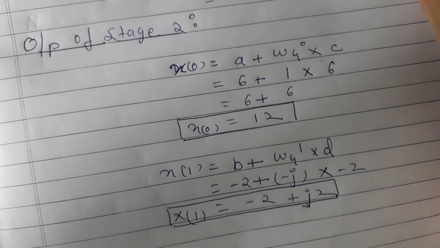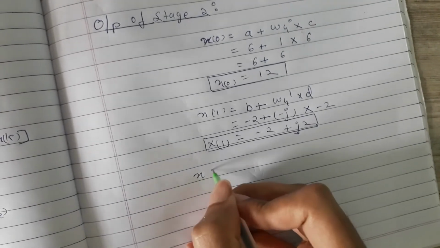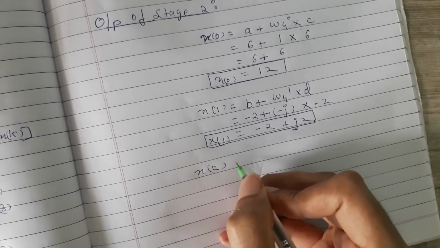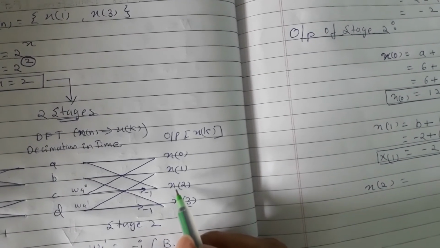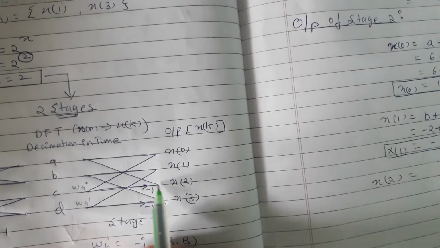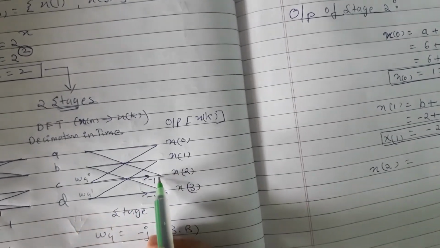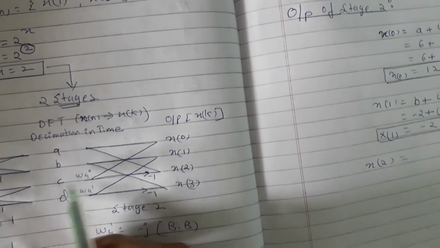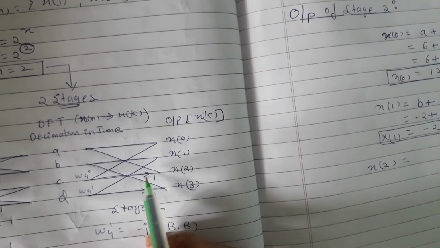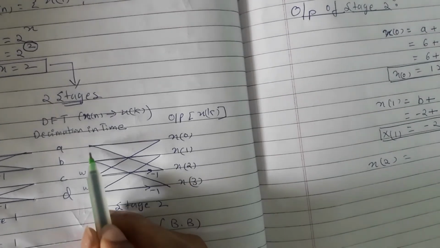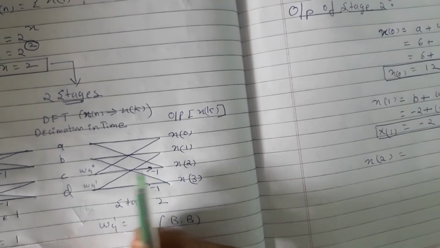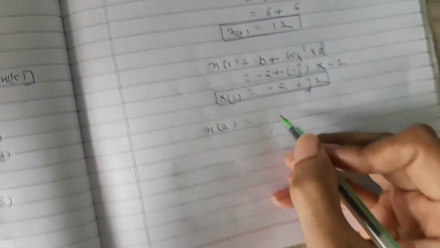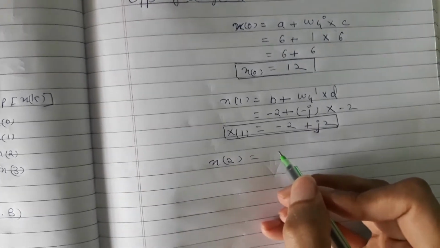So now we will calculate our second last point, X[2]. Again 2 points are coming towards X[2] from left to right, A and C. So A minus W4 raised to 0 into C is equal to X[2].